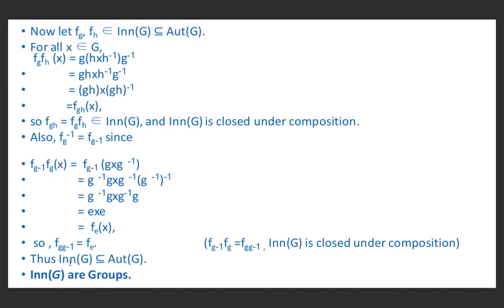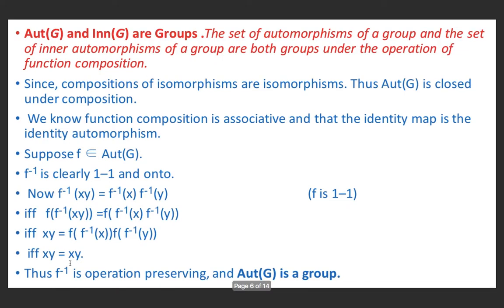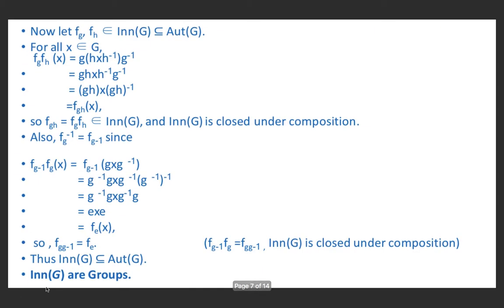And also, the inner automorphism set of G is a subset of the automorphism group of G, and the automorphism group of G we have proved to be a group. Therefore, the inner automorphism set of G is also a group.